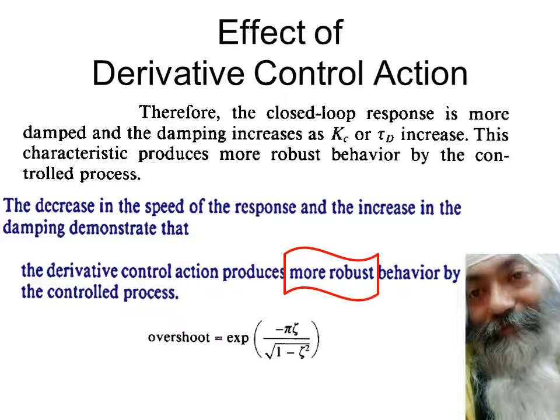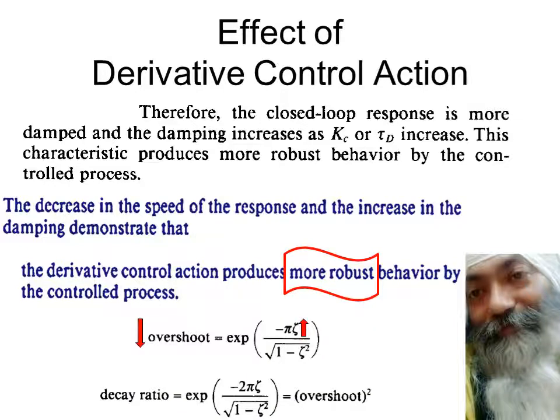If you have the expression of overshoot, what you see in this expression is the value zeta. If the value of zeta goes up, as has already been indicated, the introduction of derivative control increases the value of zeta. As zeta goes up, obviously the overshoot goes down, and that makes the system more robust.